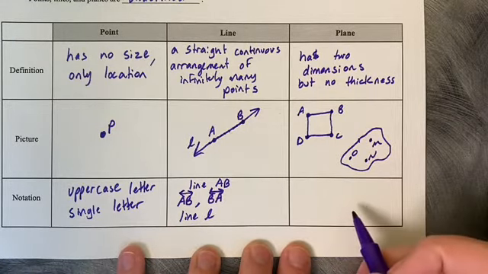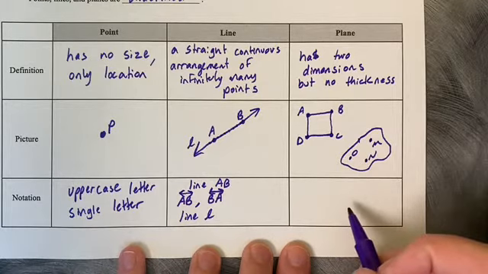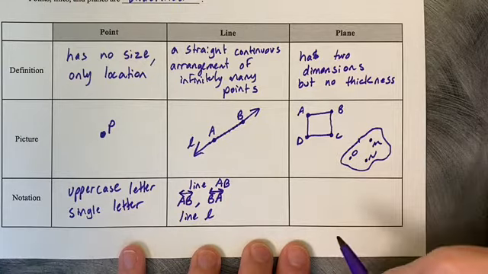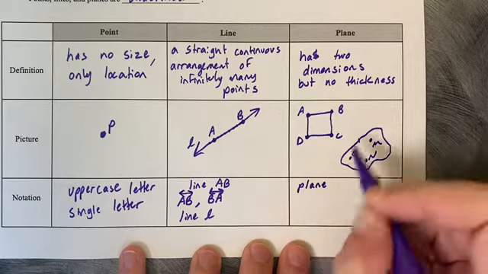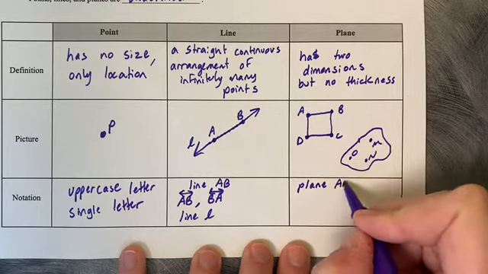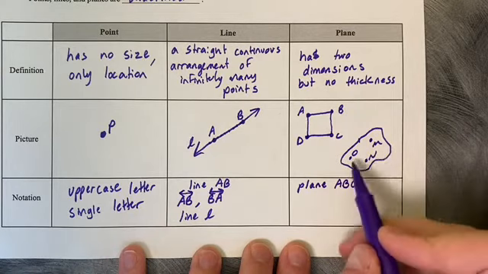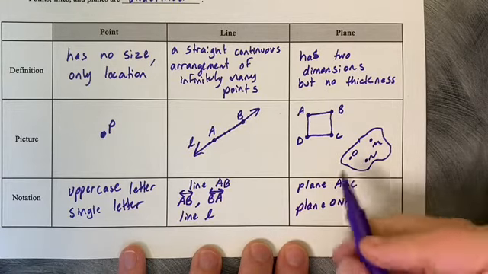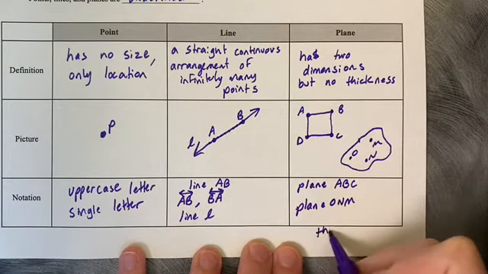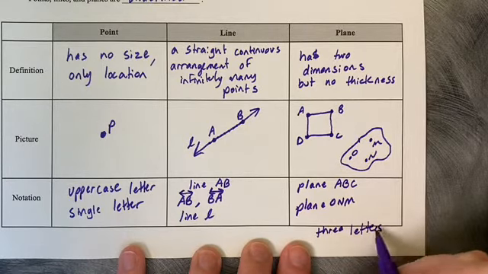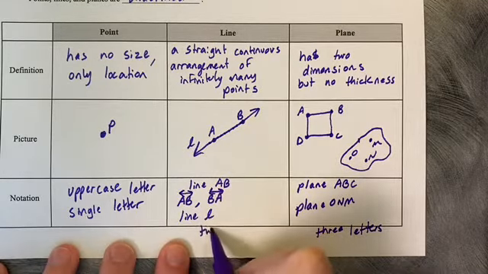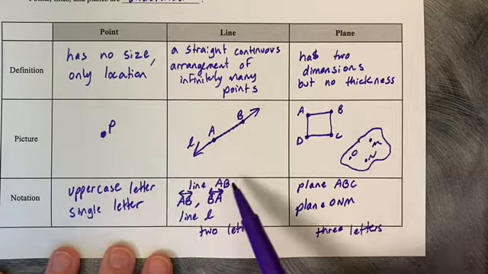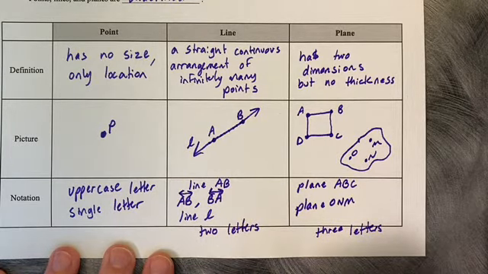So the way that you name this is with three letters always. You choose three letters in the plane. You need at least three points to define a plane. So we can call this plane, let's name this one, plane A, B, C. And then if we want to name this one, we can say plane O, N, M. You need to use three letters. And then kind of working backwards, a line is two letters. So it moves up with grandness. So one letter, one point, two letters make a line, three letters make a plane.